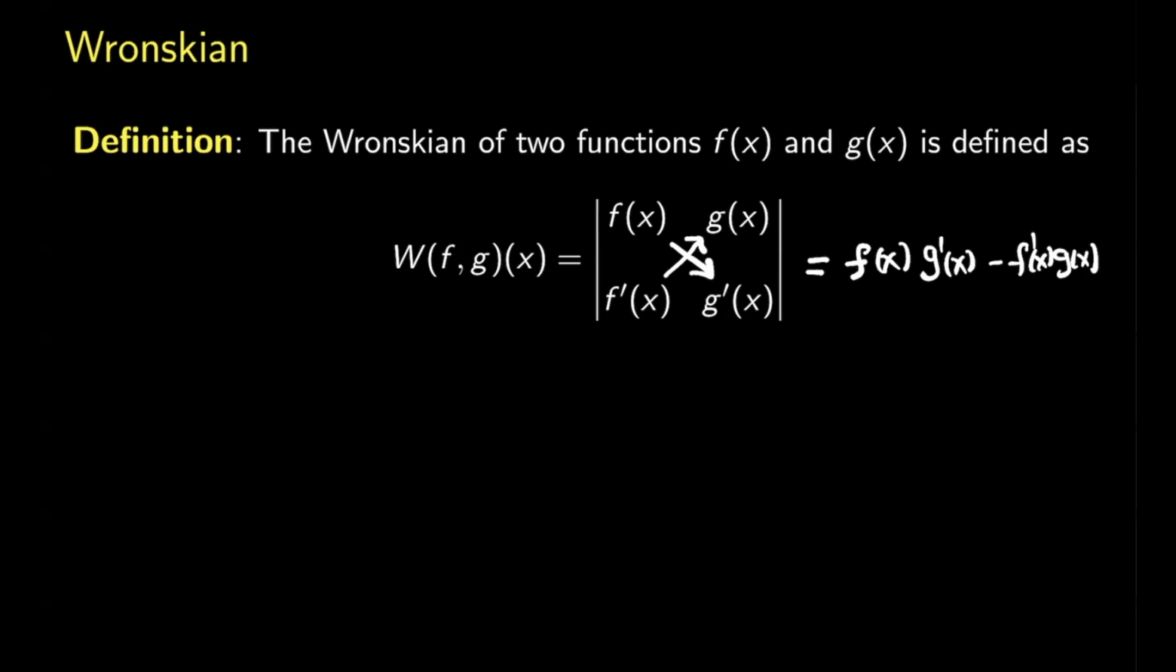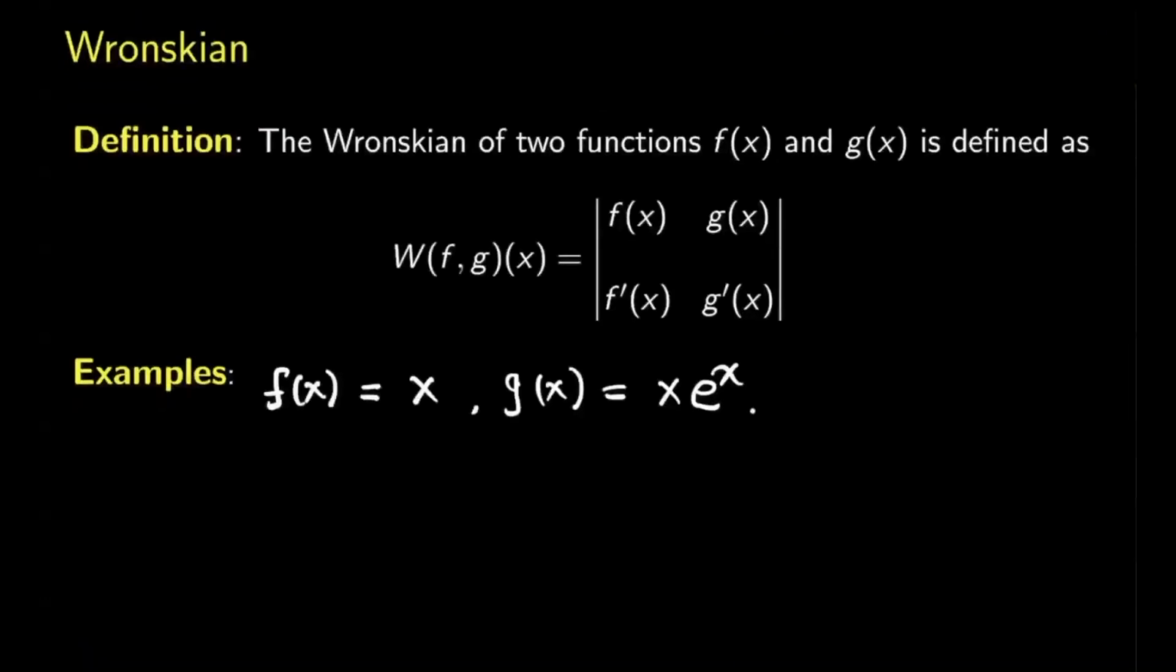Now next, let's take some examples and calculate the Wronskian of these functions. My first example is, if the function f of x is equal to x and the function g of x is equal to x e to the power x, then the Wronskian of these two functions f and g will be a function of x.